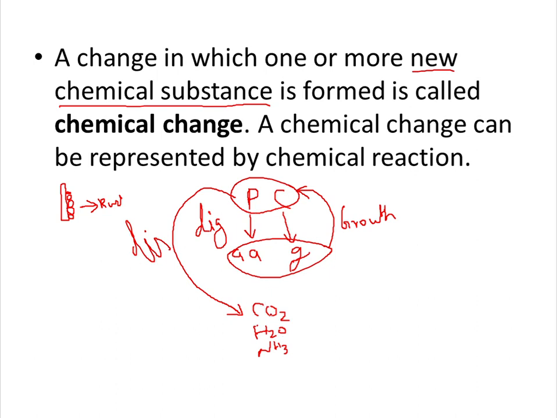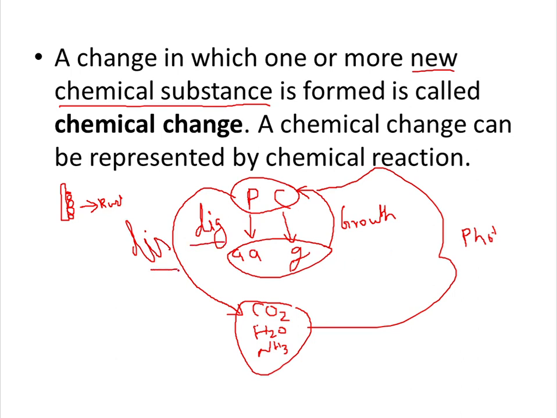So these complex molecules disintegrate into very simple molecules. Now plants use these materials for making something. What things does it make? It makes protein and carbohydrate from these materials by the process of photosynthesis and other metabolic processes. So all these are chemical changes, right? Digestion is a chemical change, disintegration is a chemical change, growth is a chemical change, photosynthesis is a chemical change, right? So all these are chemical changes only.